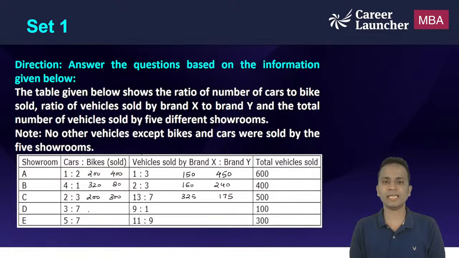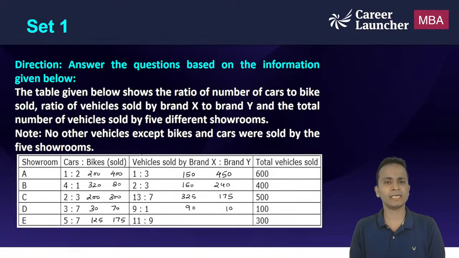Done. Then I'll divide 100 similarly in the given ratios. So 30 and 70, 90 and 10. Done. And finally 300 in the ratio 5 is to 7. Now 5 plus 7 is 12. So 300 divided by 12. Okay. So 300 divided by 12 is 25. So 125 and 175 will be these values.